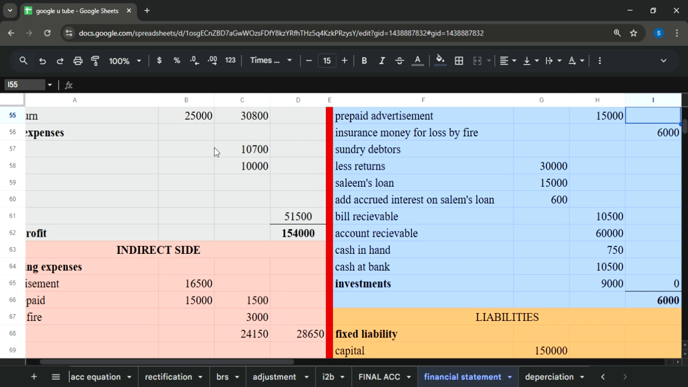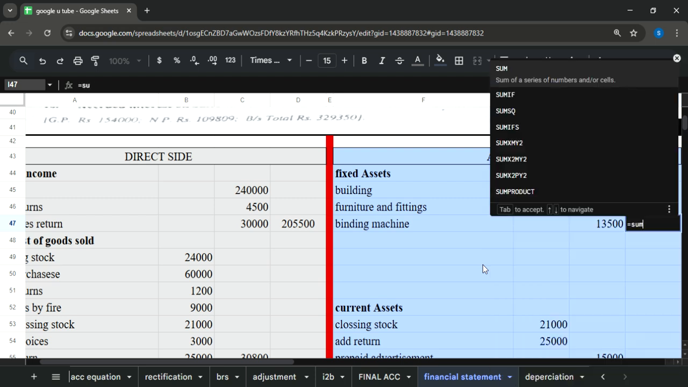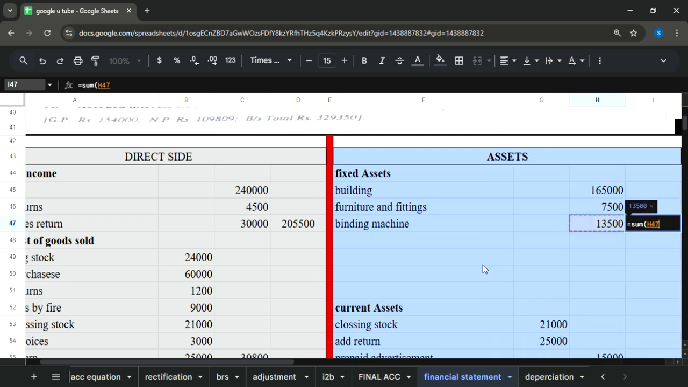So one, gross profit ended, answer matched. Second, indirect side completed, answer matched. Now the fourth part was liability, answer matched, and now we will see the third part. No depreciations were present, so you can directly calculate sum of all fixed asset completed.